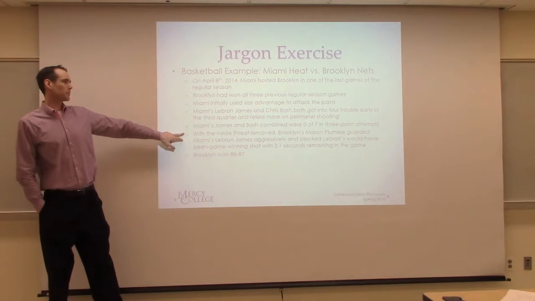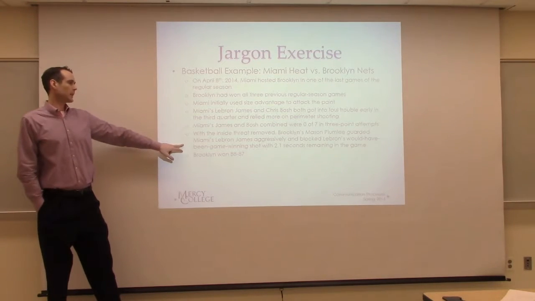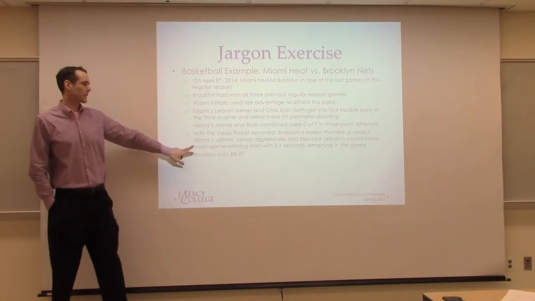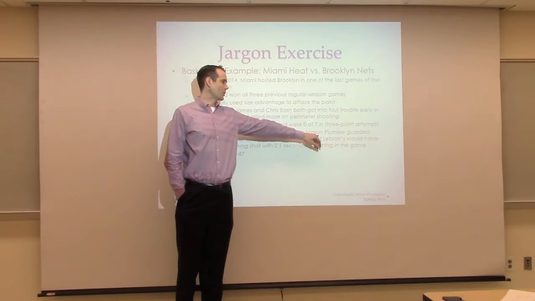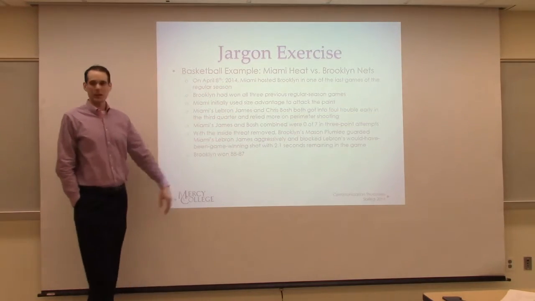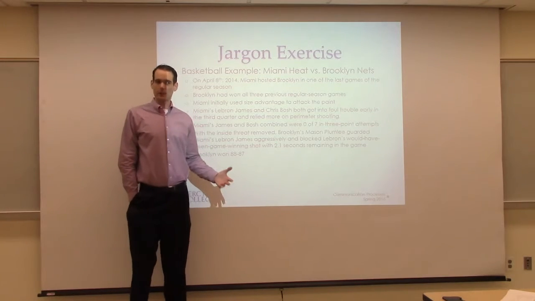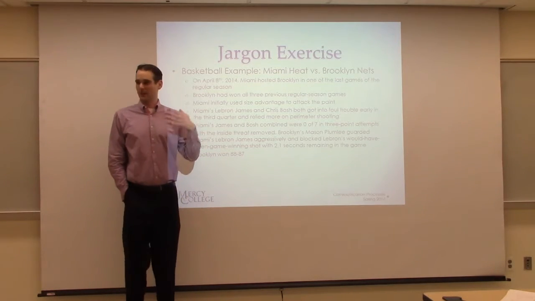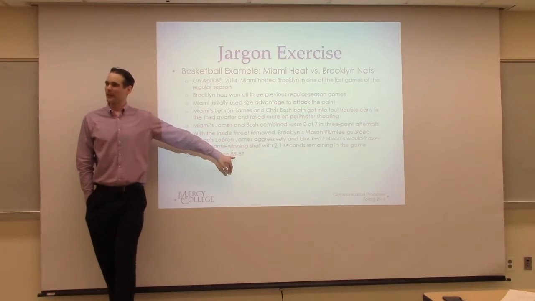With the inside threat removed, Brooklyn's Mason Plumlee guarded Miami's LeBron James aggressively and blocked LeBron's would-have-been game-winning shot with 2.1 seconds remaining in the game. The potential jargon here is who is Mason Plumlee and who is LeBron James. Does anyone know who Mason Plumlee is? No, he's a nobody. He's a punk kid from Duke. A rookie. Blocks the shot of the best player in the world.